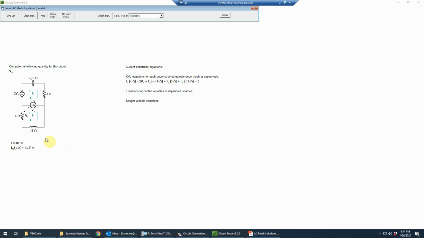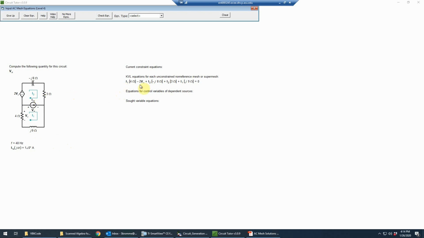Okay, and we notice that the mesh currents have already been defined for us here. That would actually be the first step in the problem. And of course we had to select a reference mesh, which by default in Circuit Tutor is being selected as the outer mesh, the one that would have a counterclockwise mesh current here. So that mesh current has been set to 0 in this problem as the reference mesh.